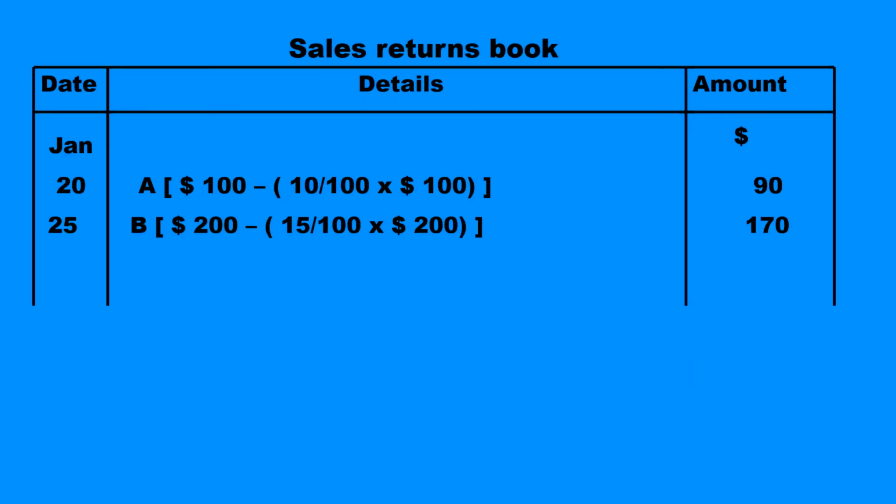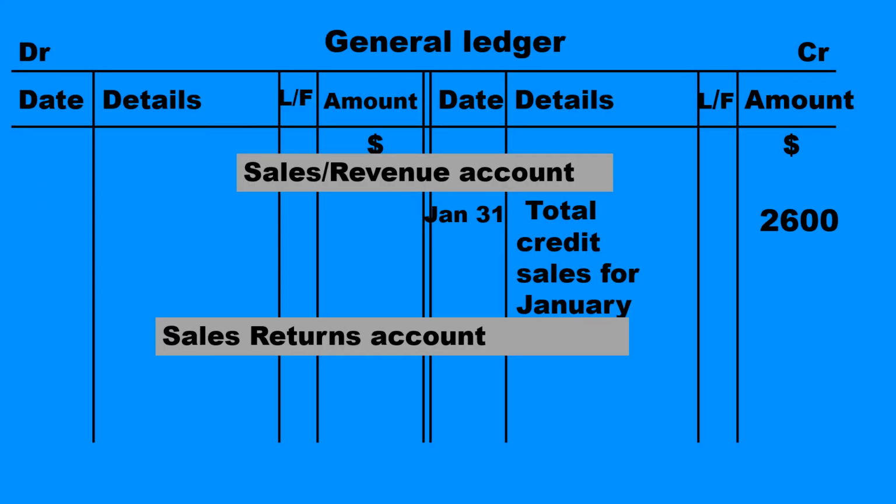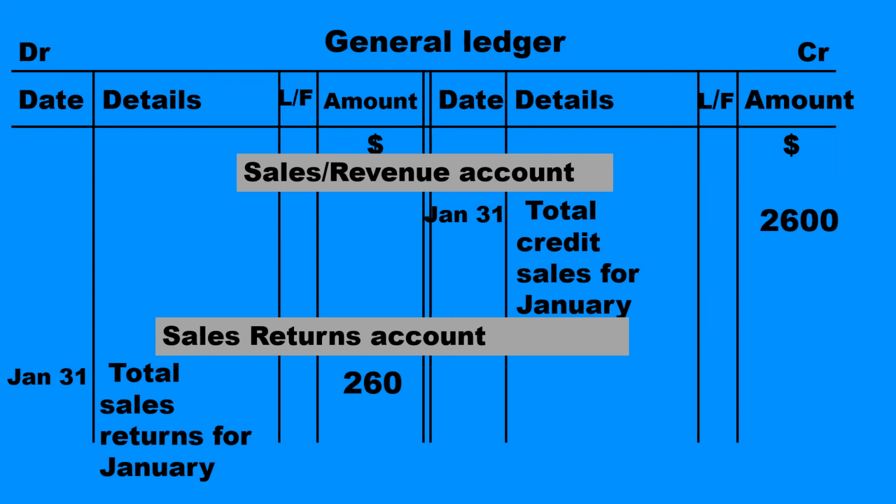Same thing applies for sales returns. The total being 260 and not the total of the list prices. So 260 is the total after the trade discounts have been adjusted for the sales returns. Therefore, total sales returns for January 260, which should be recorded in the sales returns account. In the general ledger, we already have the sales account on the credit side. Therefore, the sales returns account will be recorded on the debit side. Total sales returns for the month of January 260.